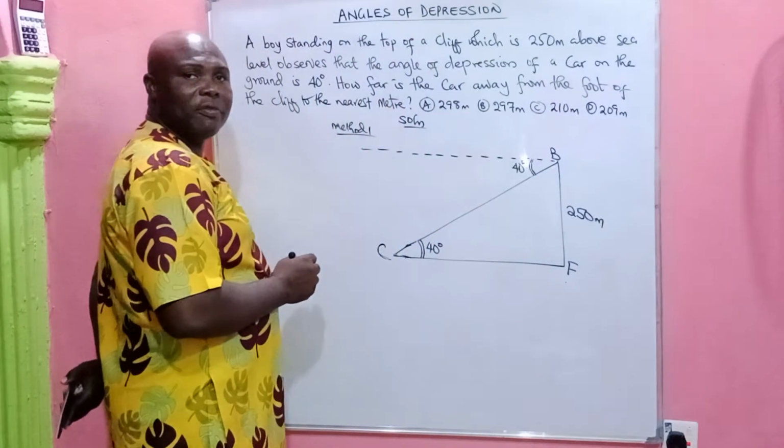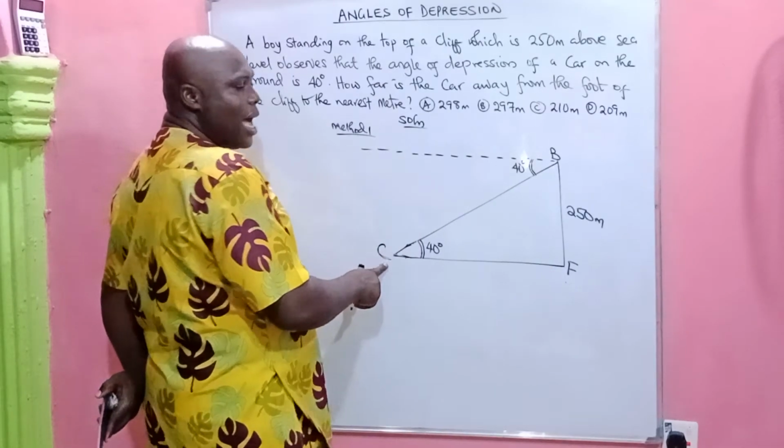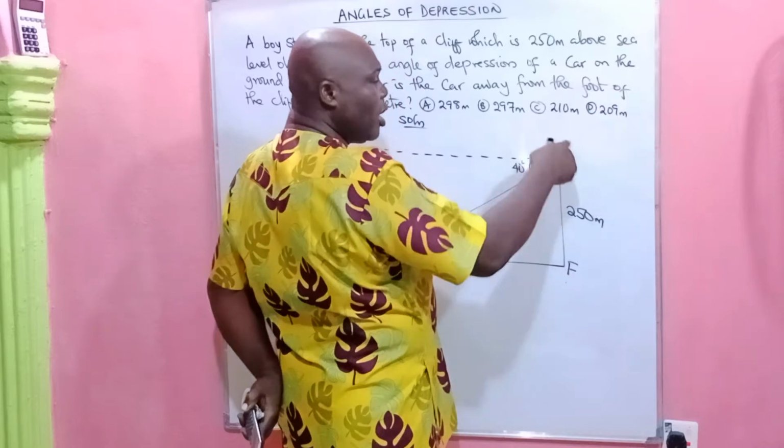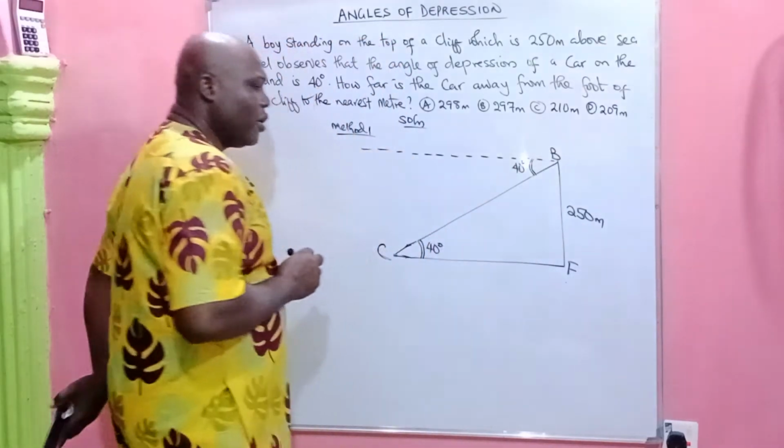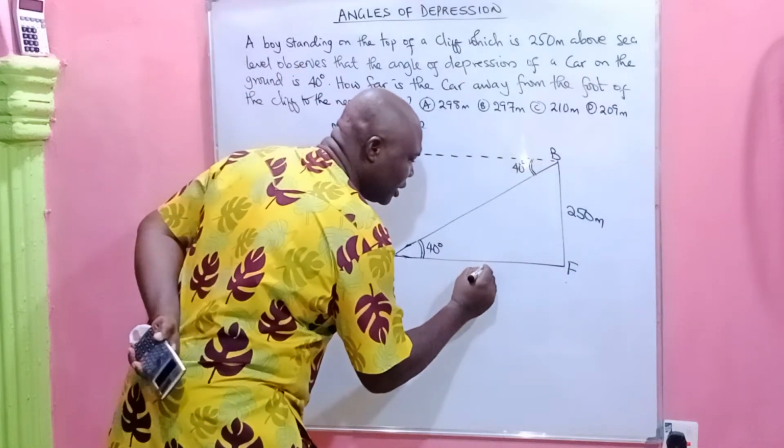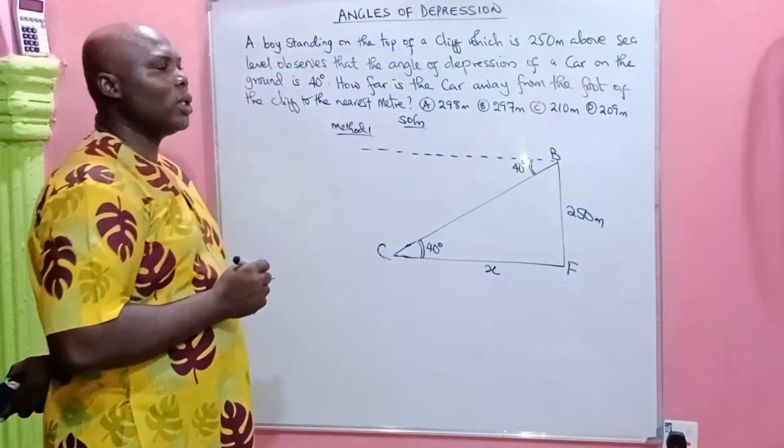That's the foot of the cliff. So we want to know how far the car is from the foot of the cliff. The boy is on top of the cliff. This is the foot of the cliff. So we want to calculate this point here. Let's call it X. That's what they want us to find.